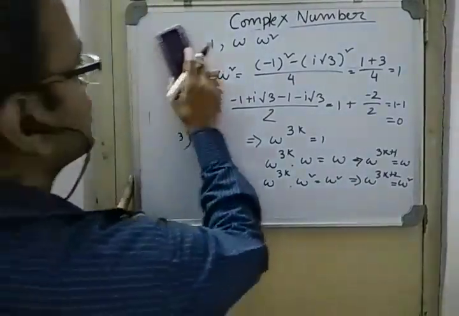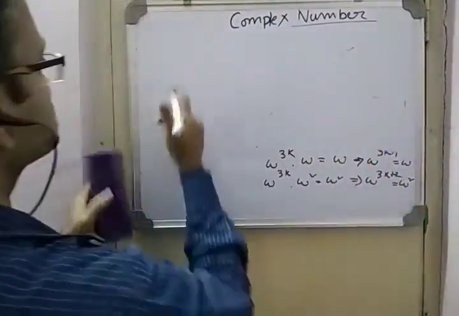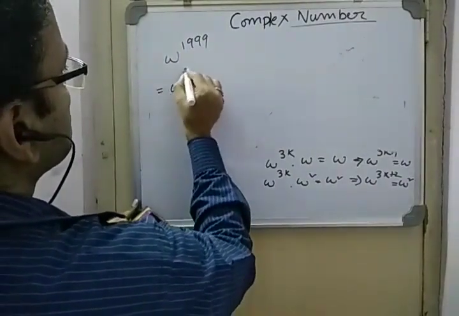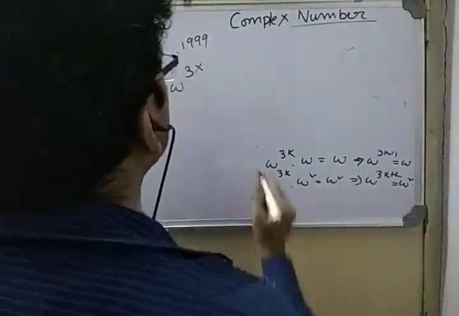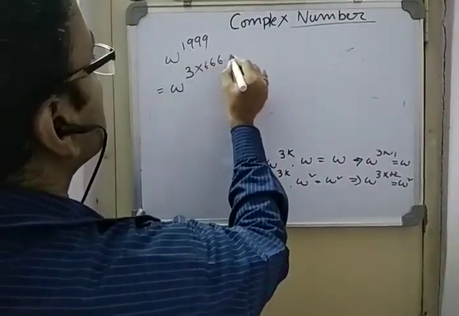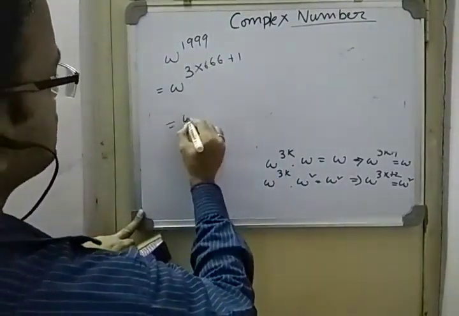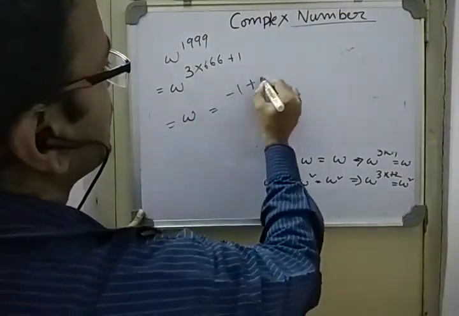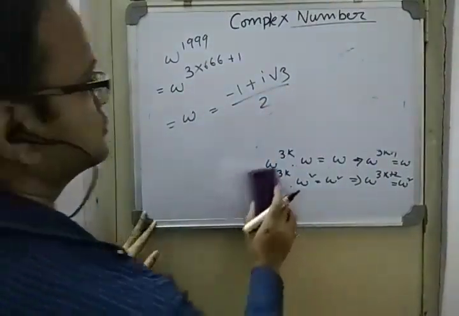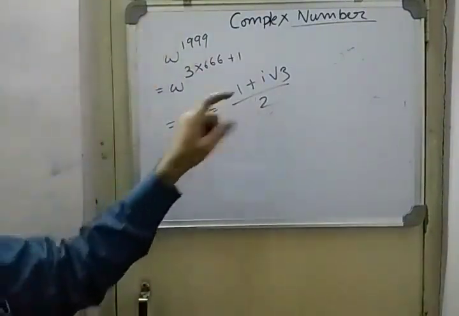So if someone asks you the value of omega to the power some unusual number like 1999, represent it in 3 into form: 3 into 666 plus 1. So actually it is omega, and now you know the value, either this or the minus form, whatever you assume. If you assume omega in the beginning is this, then the result will be this.